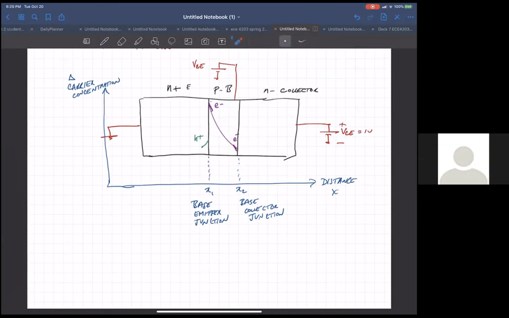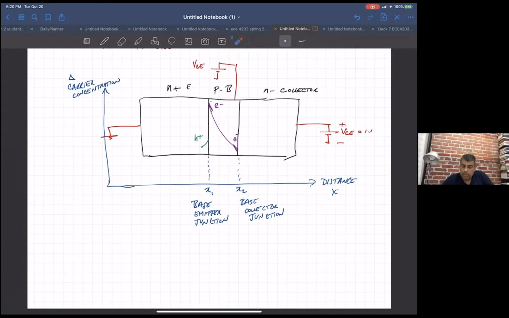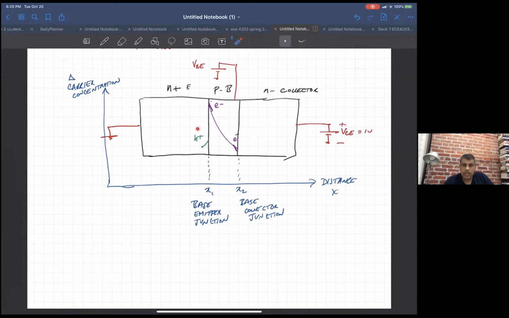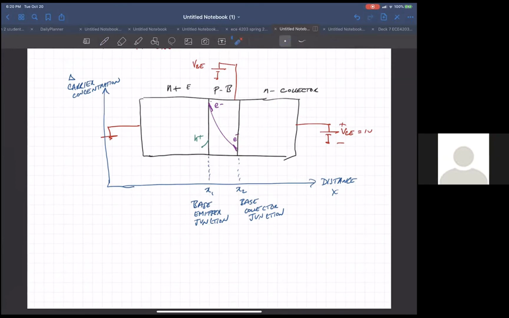Is this like an efficiency loss or? No, because you're sort of creating a current that's going this way, but they're just getting swept away. Because there are few electrons here, so the electrons get pulled here.